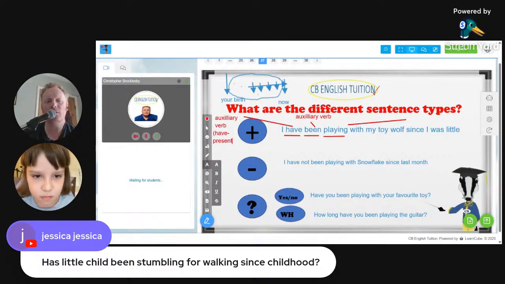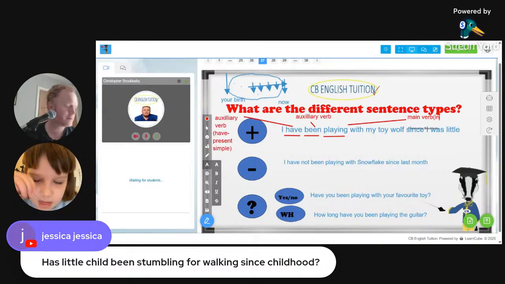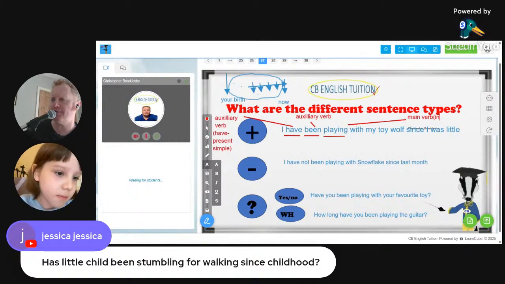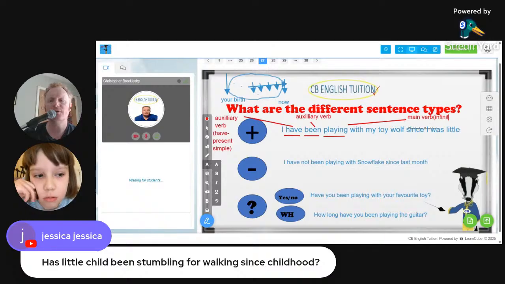And then the main verb, how do we make the main verb? Do you remember? We use what? We use verb plus ing. Yeah, I like the word infinitive. So that is the original form of the verb. So it's infinitive plus ing.